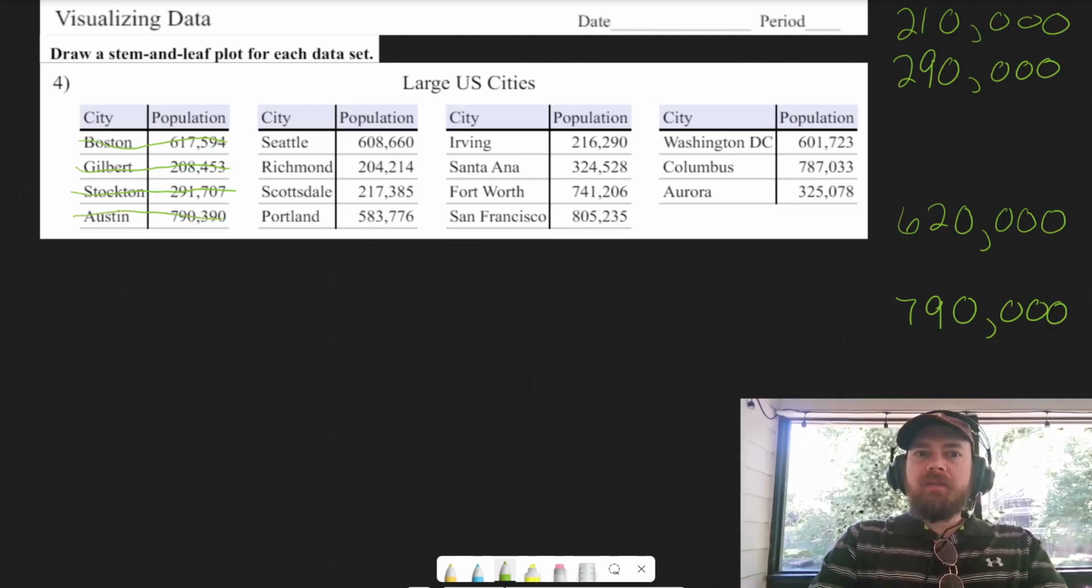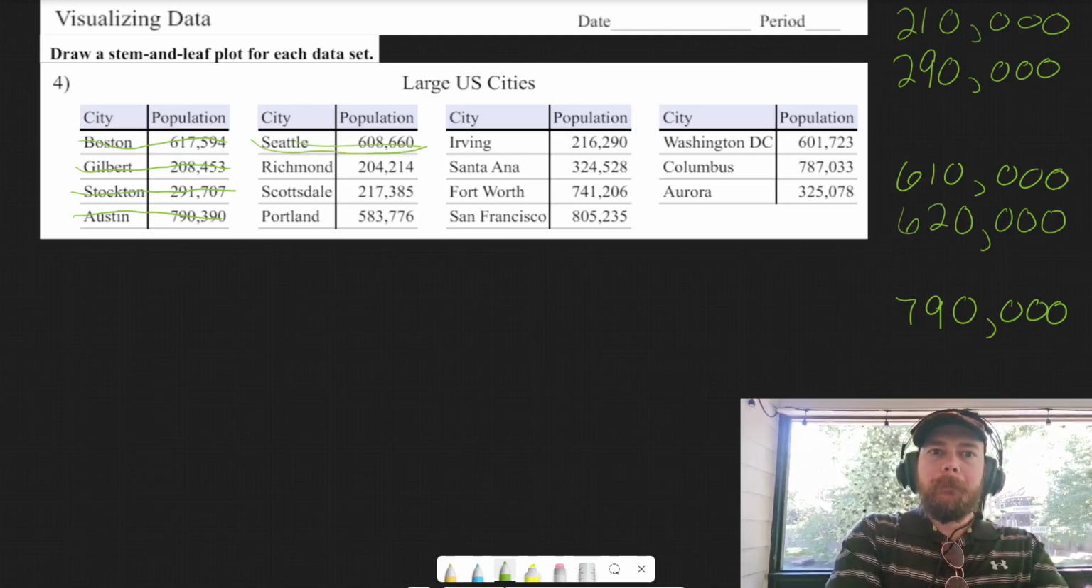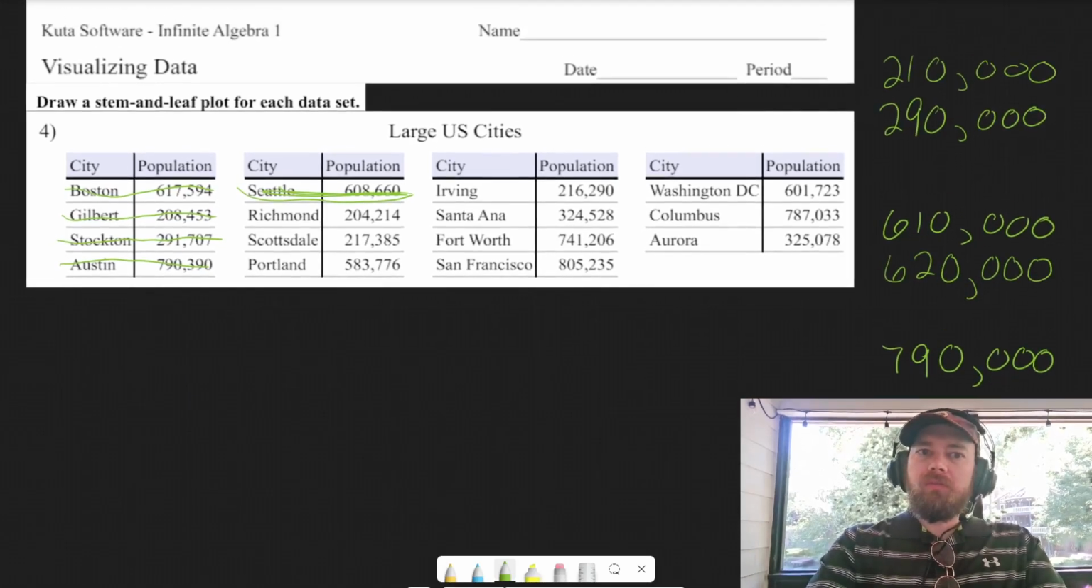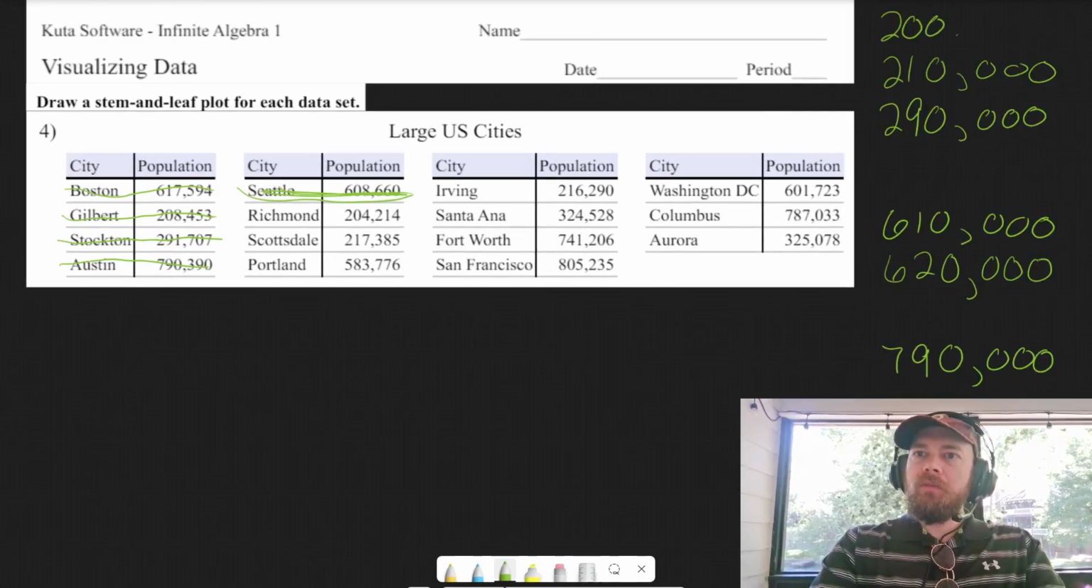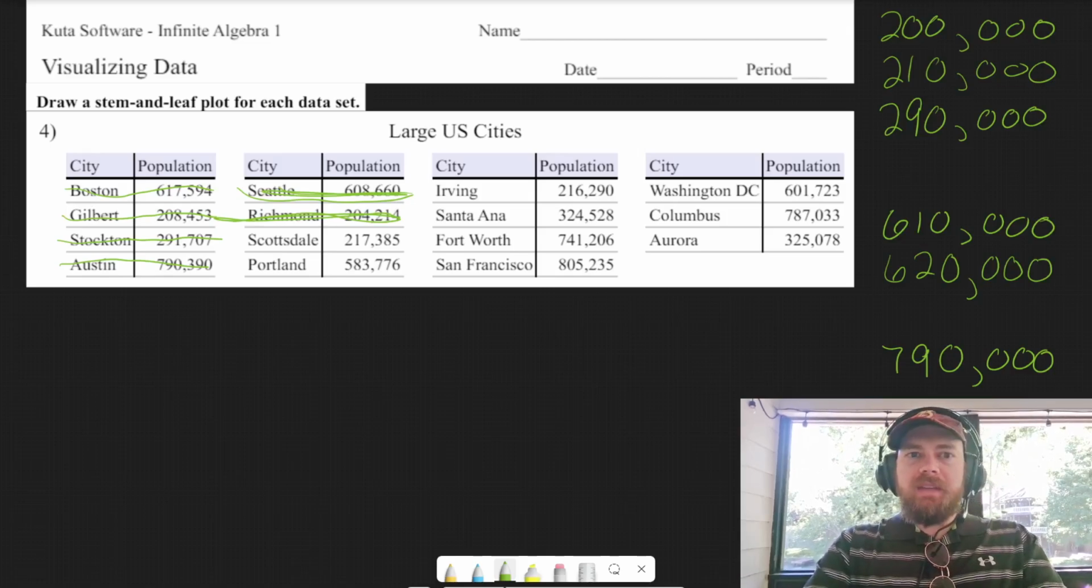Then for Seattle, 61, because the 8 in the thousands place would round it upwards. It's closer to 610,000 than it is to 600,000. So 610,000. Oh, totally missed. I was trying to cross that out. Okay, Richmond. So roll down just a little bit here. 2, 0, 0, 0, 0, 0. Okay, Scottsdale, 22.